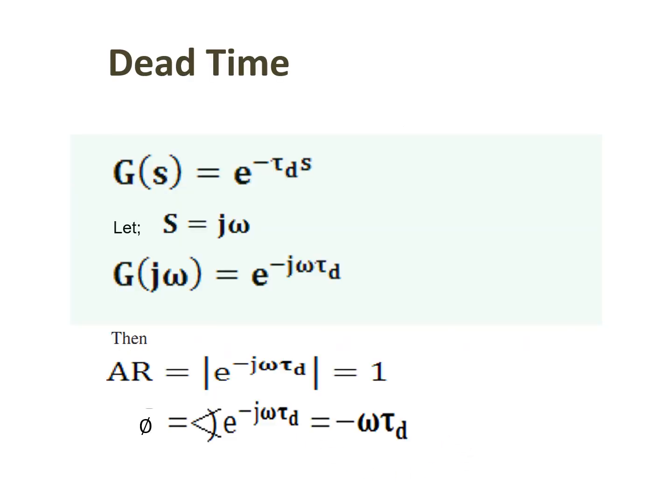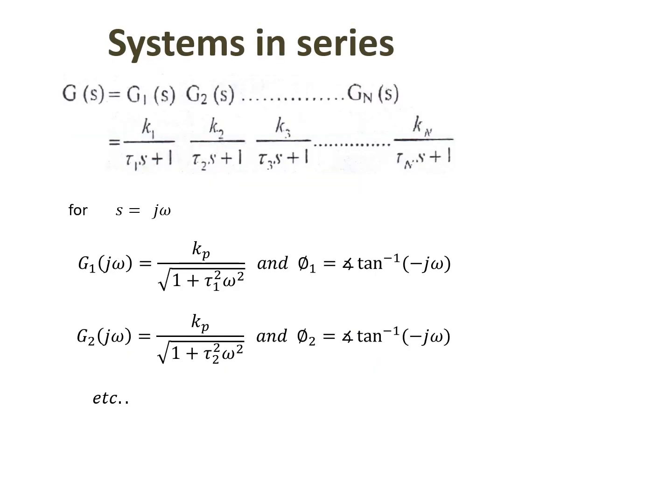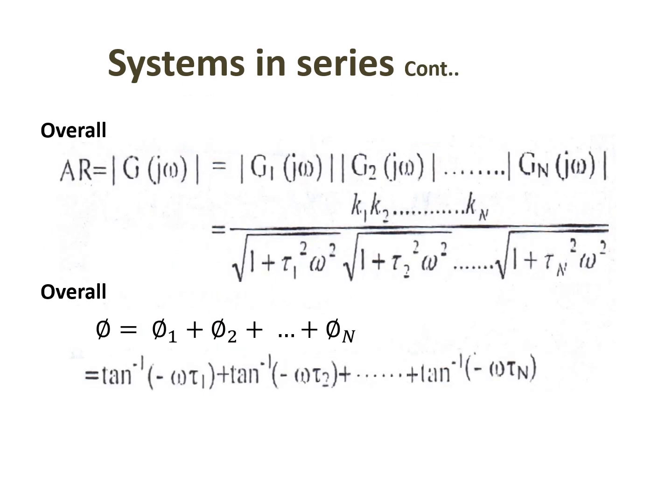For systems in series, the total AR and total phase lag is just the addition of each individual AR and each individual phase lag. So the total overall AR is just the multiplication of all the AR for each individual system, and the overall phase lag is the addition of the phase lag of each individual system.